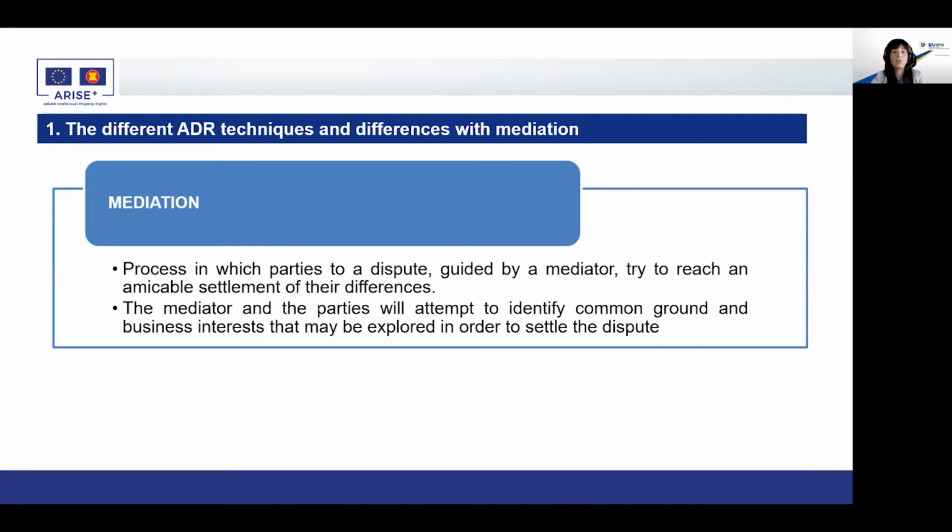With regard to mediation, this is what we call a facilitative process, which means that it's a process led by a neutral third party to the dispute, who is called, of course, the mediator. During this process, the parties to the dispute, guided by the mediator, try to reach an amicable settlement of their differences. The mediator and the parties will attempt to identify what we call common ground and also discuss their business interests that may be explored in order to achieve a settlement to the dispute. We will come back to this notion of exploration of common ground and business interests in more detail further on in our session.